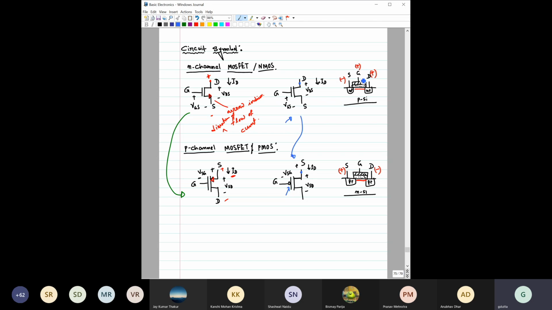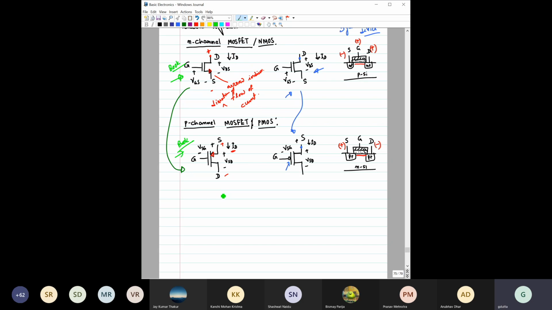Unlike BJT, where you cannot interchange the collector and emitter, for MOSFET you can actually interchange the source and drain terminal. So basically, it is a symmetric device. That way, this type of notation is quite popular. However, in your book, these notations are used, and we will stick to these notations only for our discussions. I hope this part is clear to you.